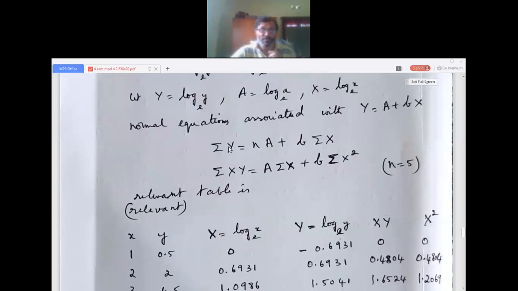So now in this we have sigma Y, so we need capital Y. And capital Y is equal to log y base e. So we need y also.